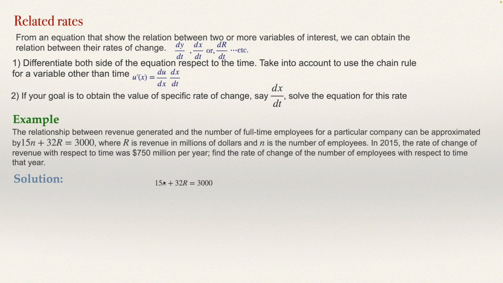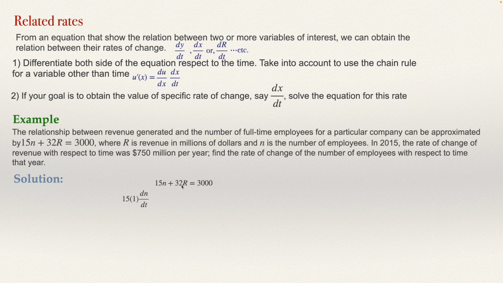So this 15M is like u of x. The 15M is a function with respect to the variable M. In this case, I say with respect to the variable x, but it could be any other variable. This 15M is like u of M, so the derivative of this is multiplied by dM/dt. In this case, it will be 15 dM/dt.